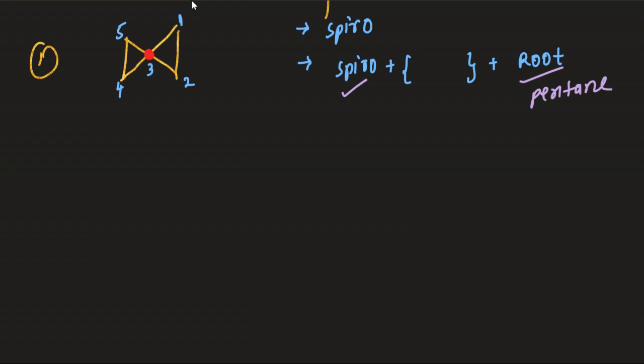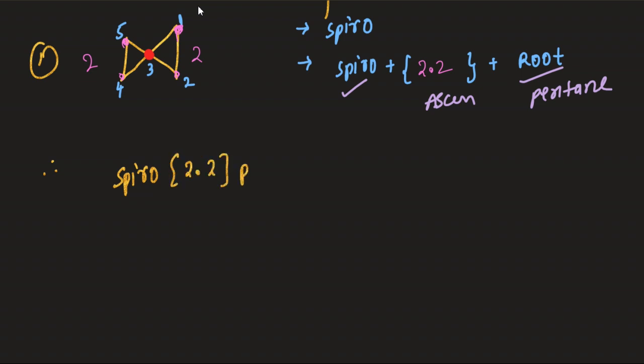Now the next question is how to write this bracket. We have to write ascending order. So here, how many pink carbons do we have? 2. What about in this ring? 2. So what should I write here? 2.2. Therefore, finally, what is the name of this compound? Spiro in the bracket 2.2 pentane.